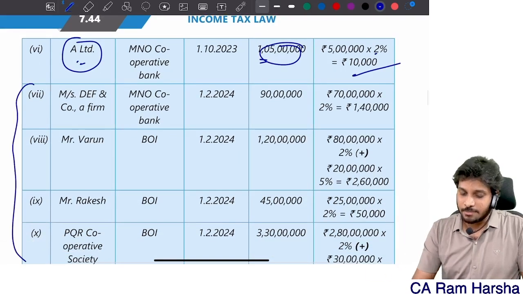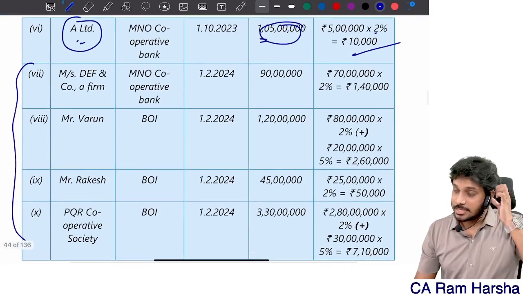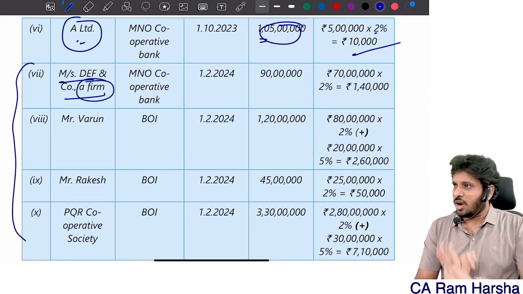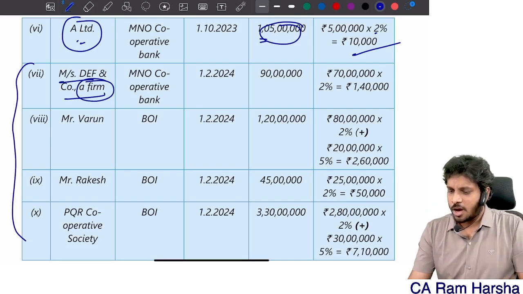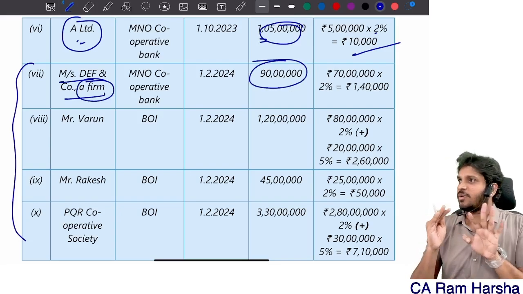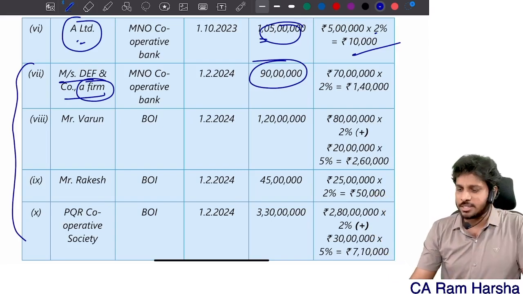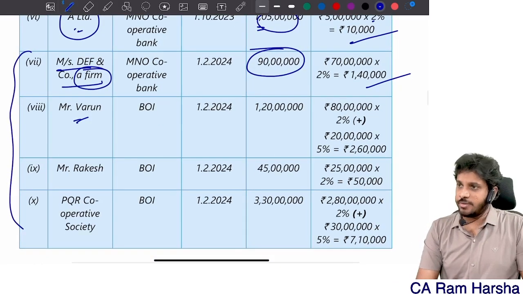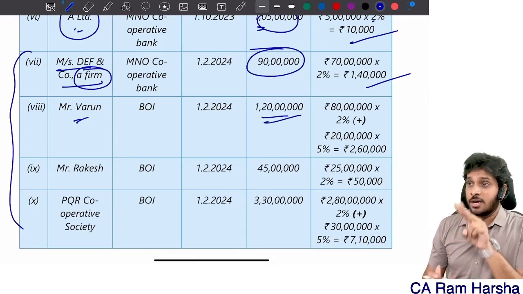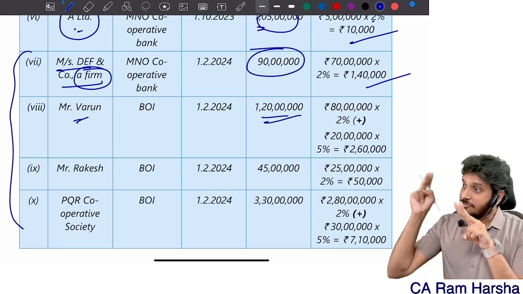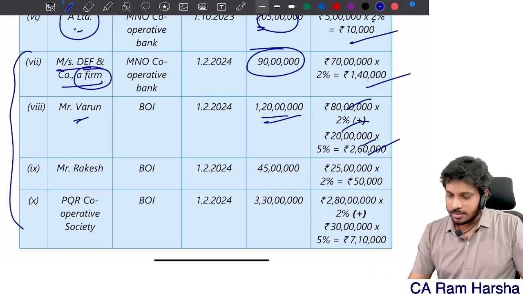Now, case number 7 to 10, they have not filed the return. Suppose a firm, not a society, right? It's a firm. How much? 90 lakh. Up to 20 lakh, no TDS. 20 lakhs to 1 crore, 2%. But here it's only 90, so 70 lakhs into 2%, 1 lakh 40. Individual, 1 crore 20. On 80 lakh, 2%. On 20 lakh, 5%. Correct? That's it.